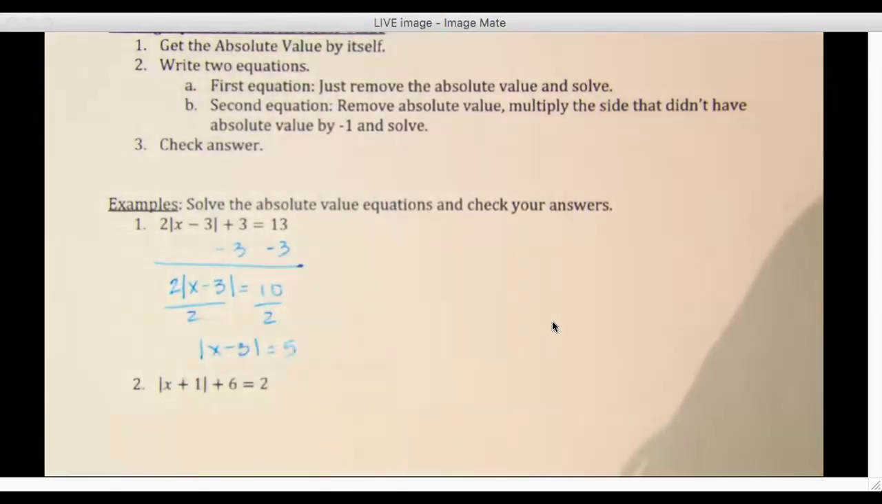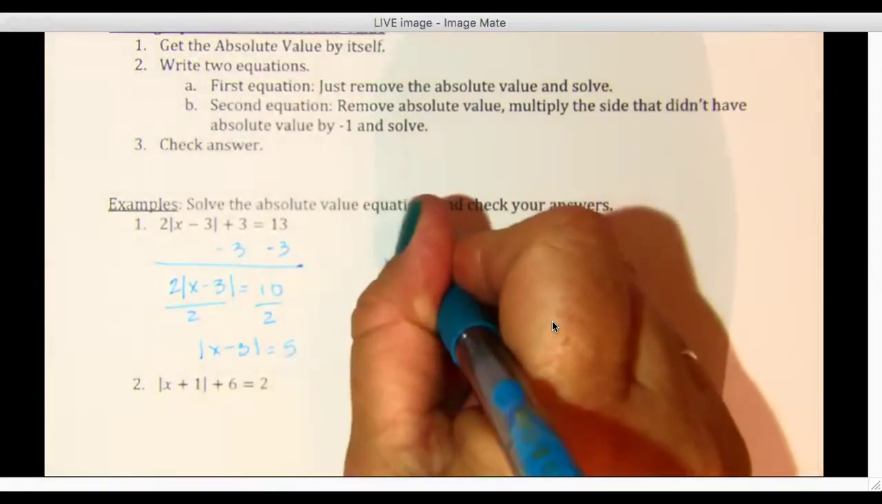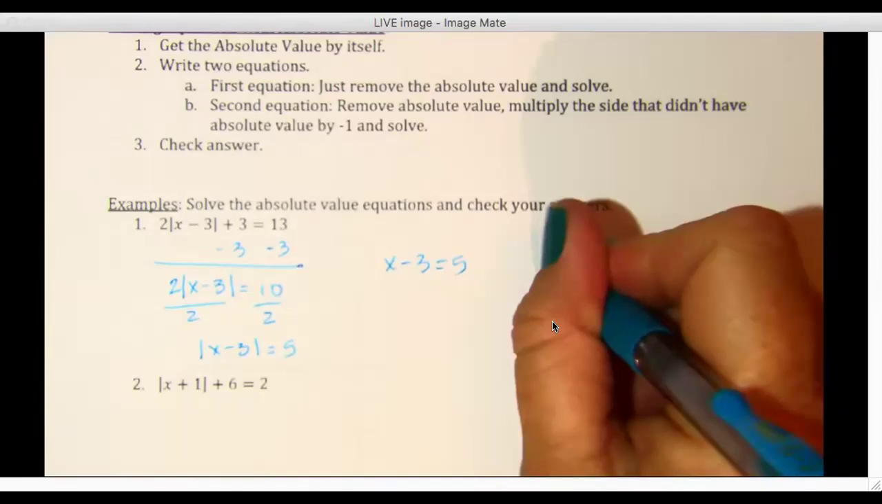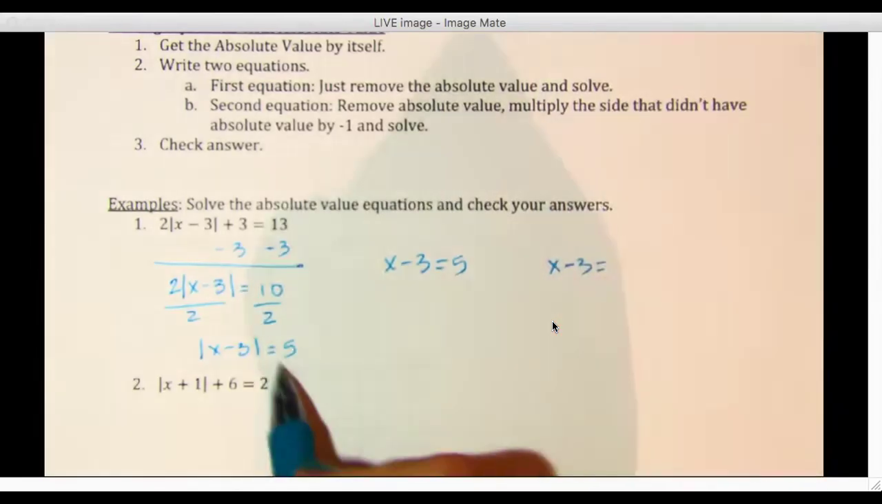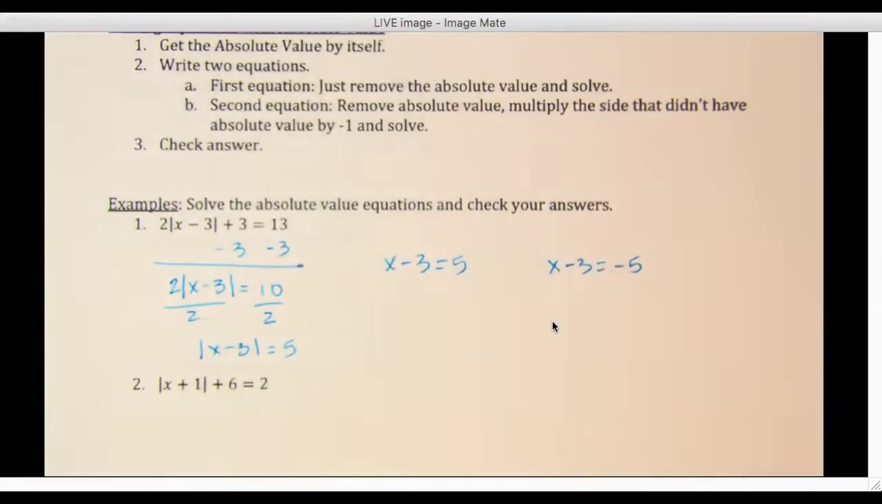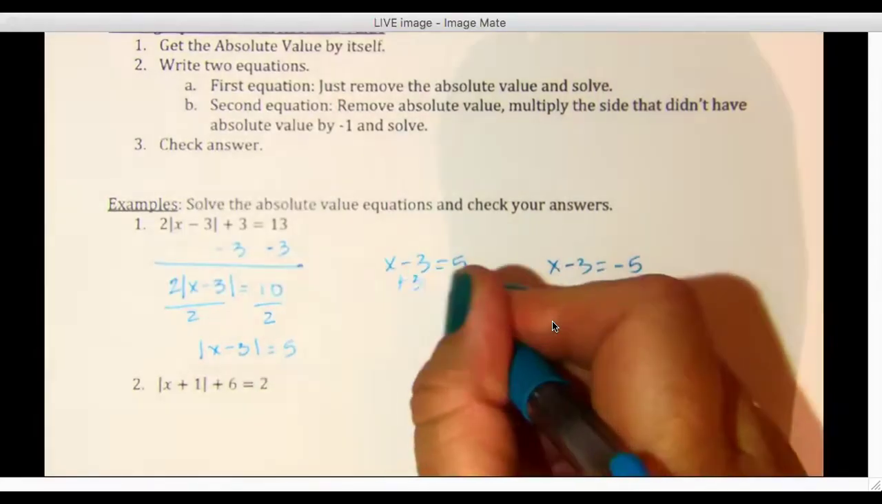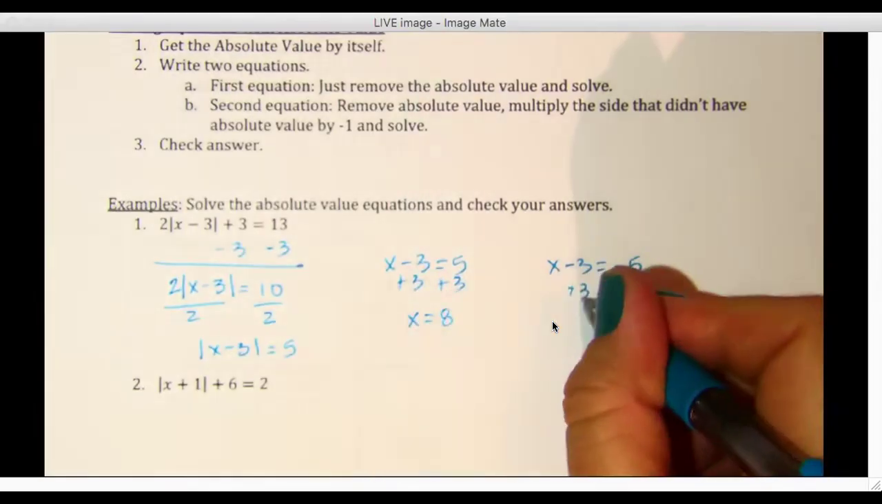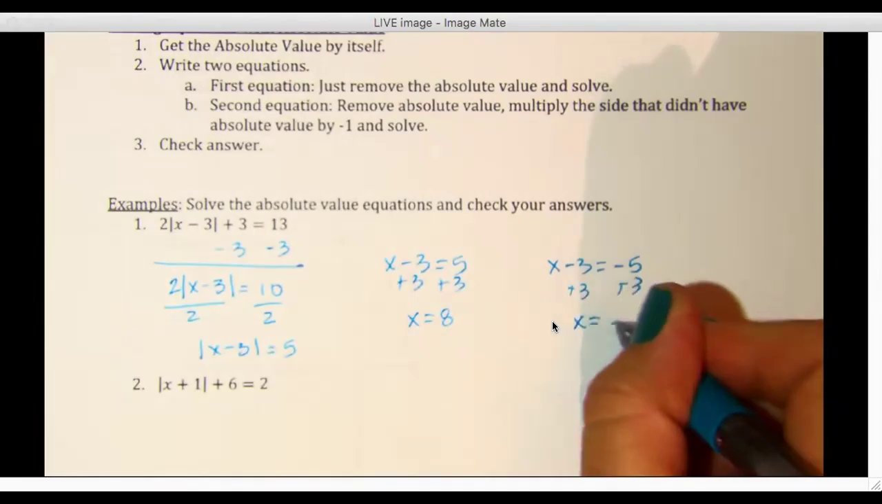And now I can write my two equations. X minus 3 is equal to 5, just removing the absolute value. And the other equation, x minus 3, and then this side we're multiplying by -1, so that'll become -5. And adding 3 to both sides, I get x is equal to 8. And adding 3 to both sides, x is equal to -2.